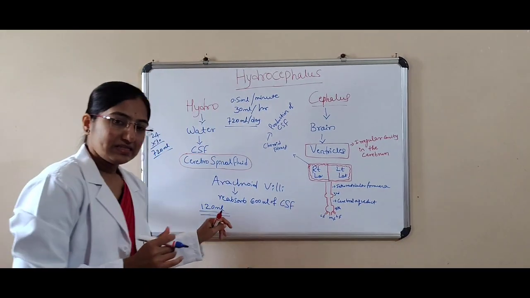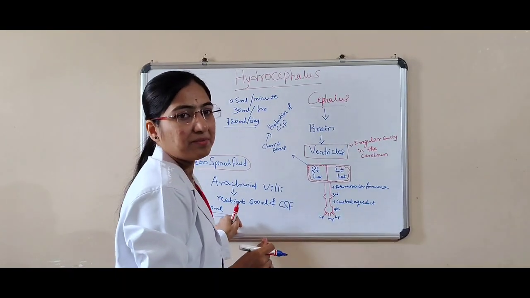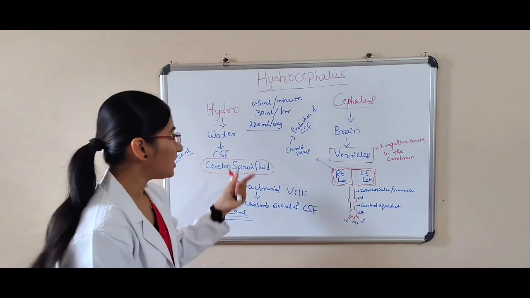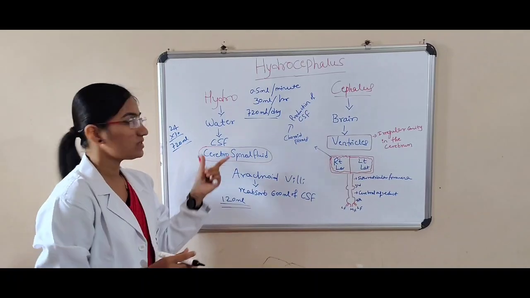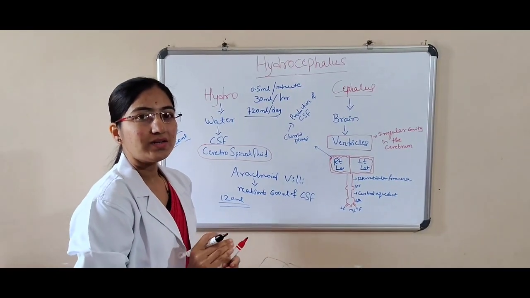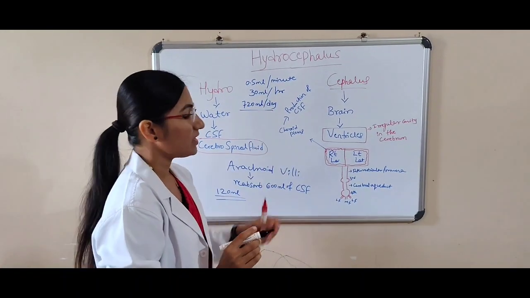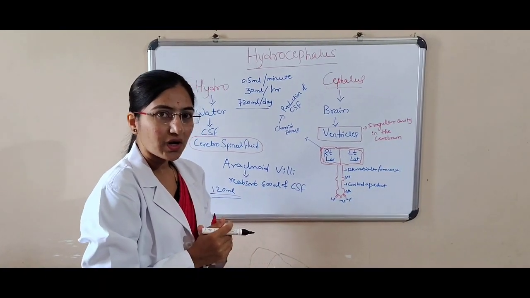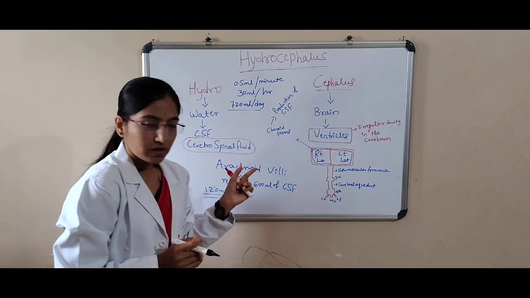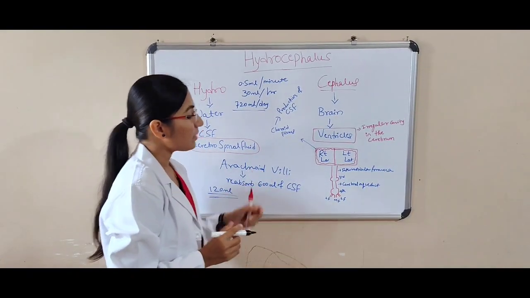That is 120 ml of CSF, constantly present in the subarachnoid space. This is the normal phenomenon. But for babies and neonates, what happens? For babies with hydrocephalus, with a neurological defect, what happens? Now you clearly understood the normal phenomenon. Now we will see the abnormality.